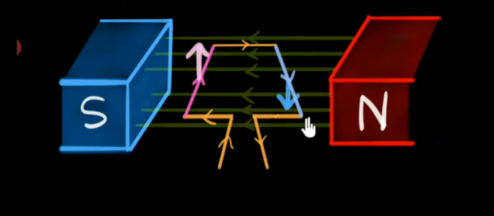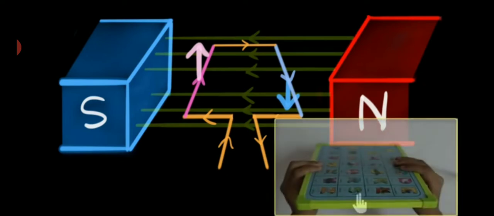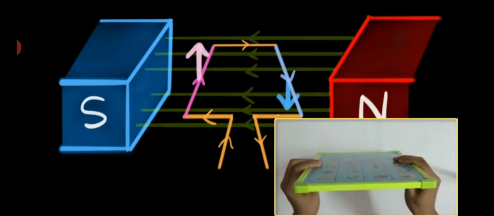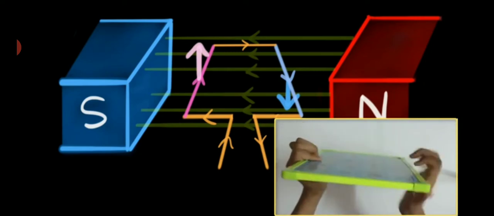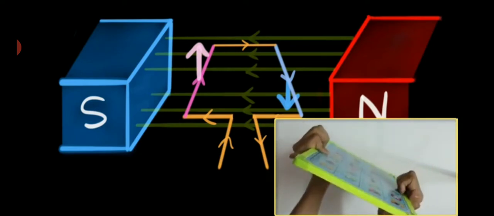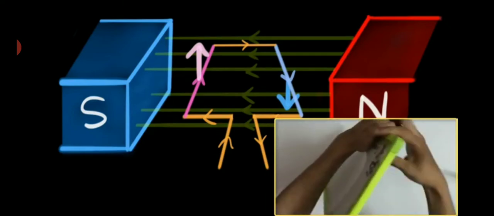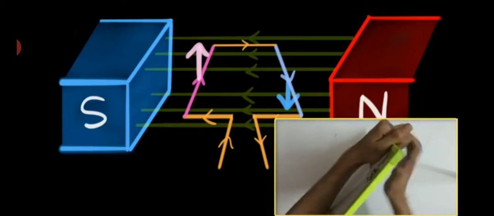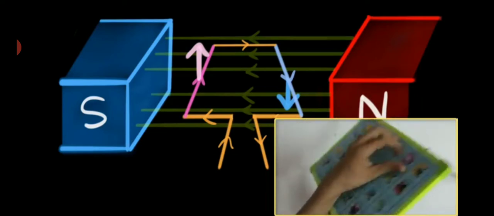And as a result, our coil will start moving. But how exactly will it move now? Well, here's my board. Let's imagine this is our rectangular coil. Notice on the left side I'm going to push it up, on the right side I'm going to push it down, and as a result, notice it starts spinning. So just like this, our coil will also start spinning.